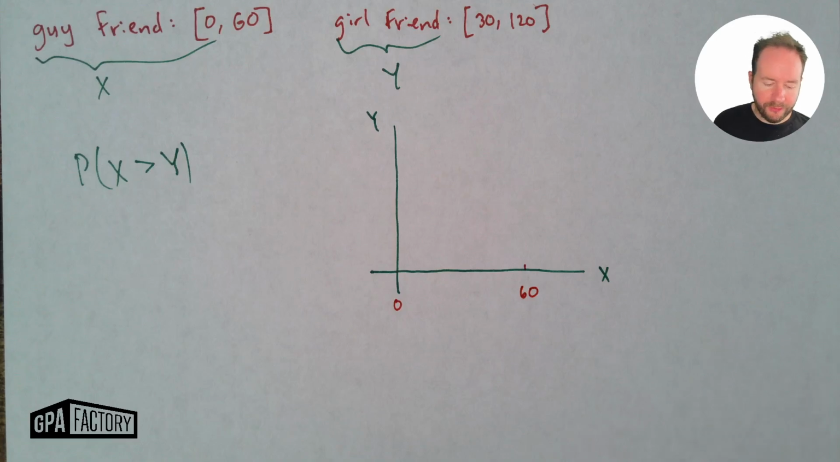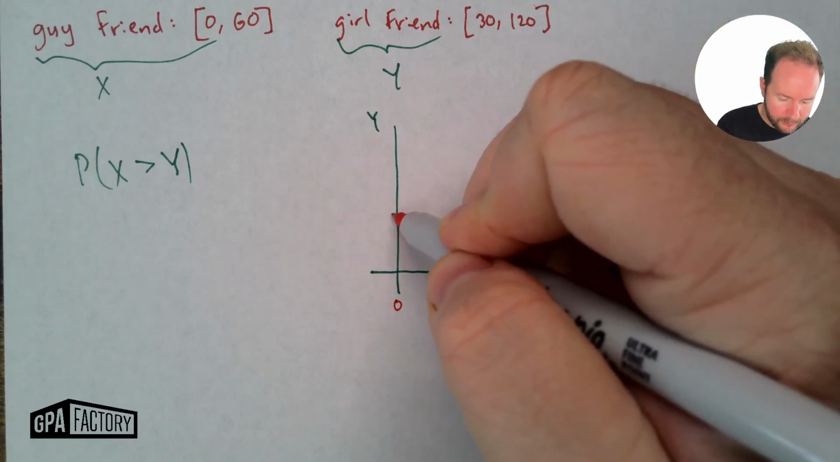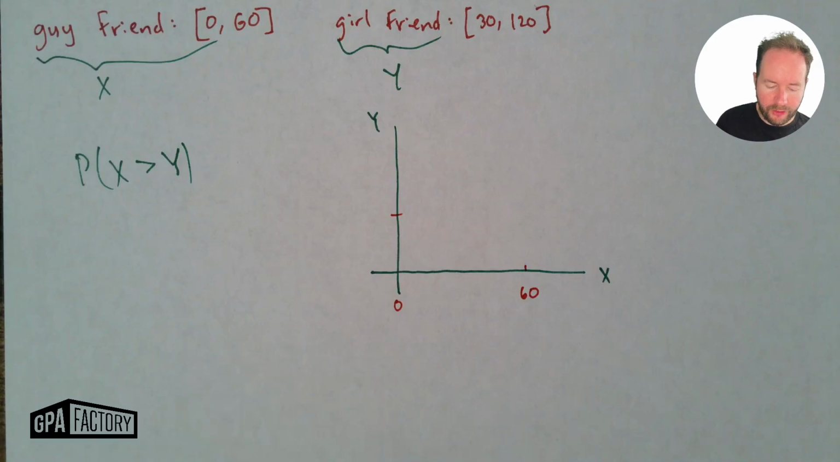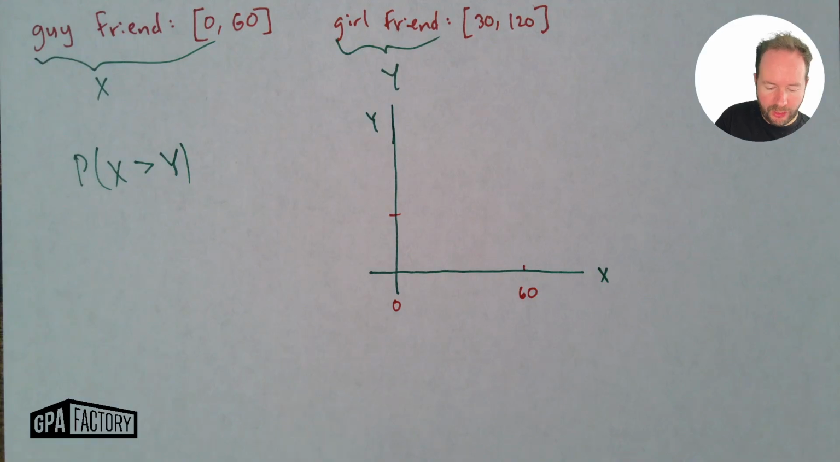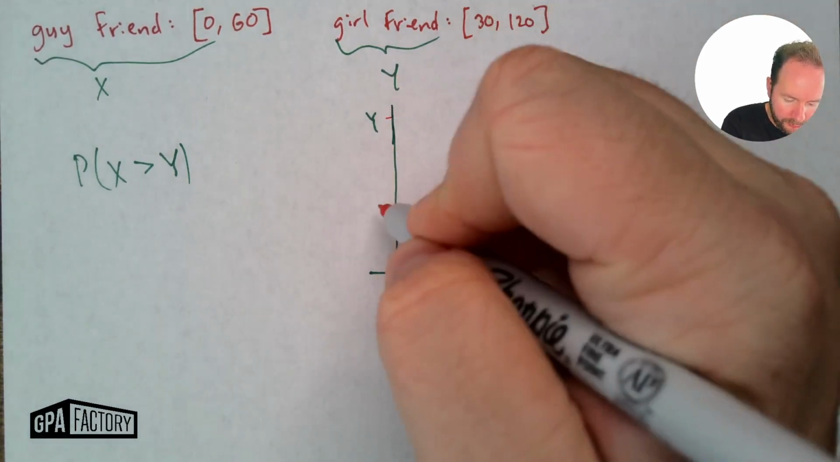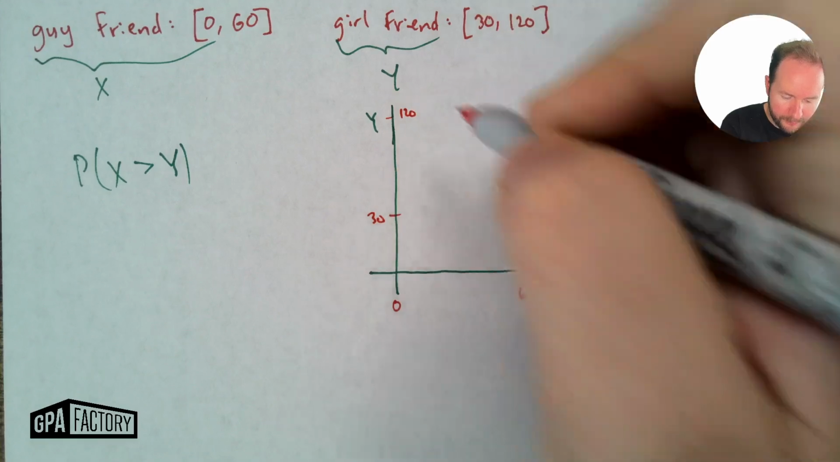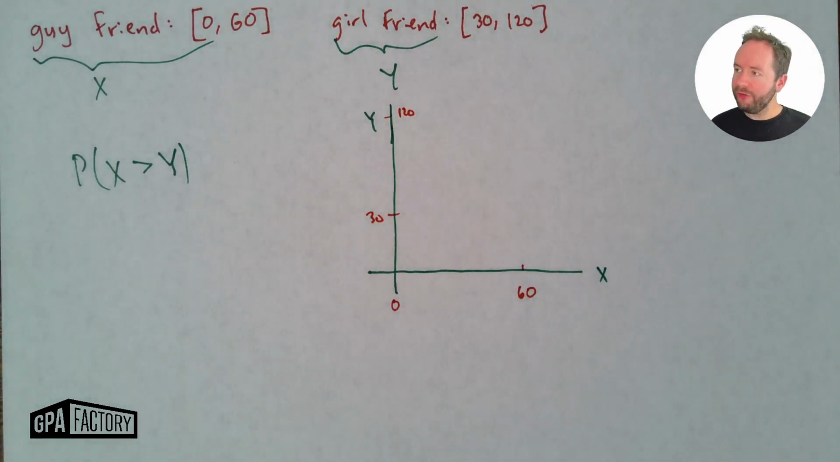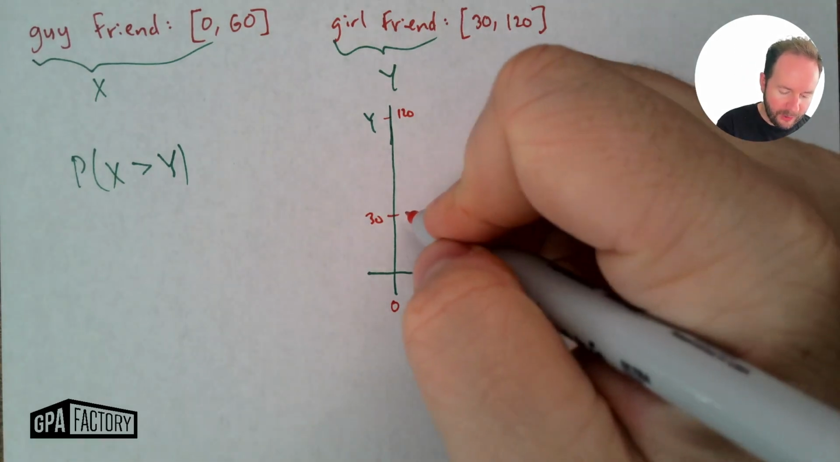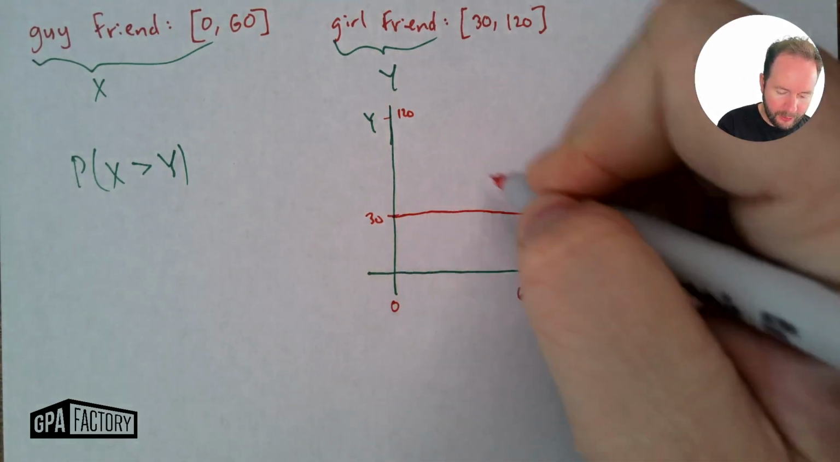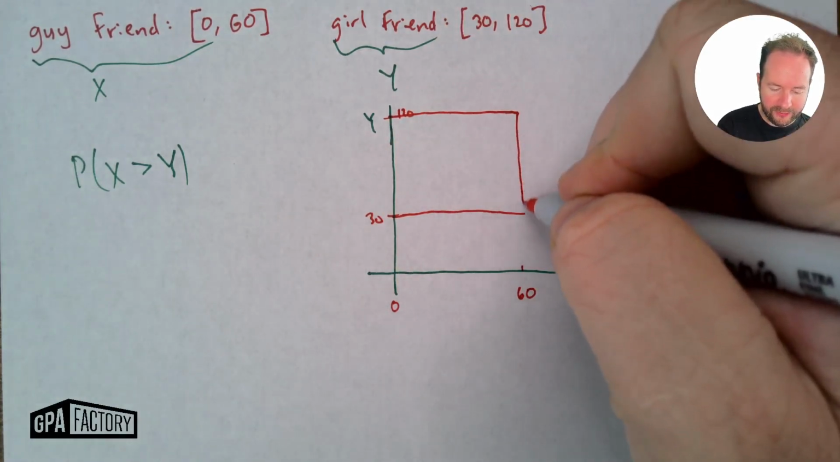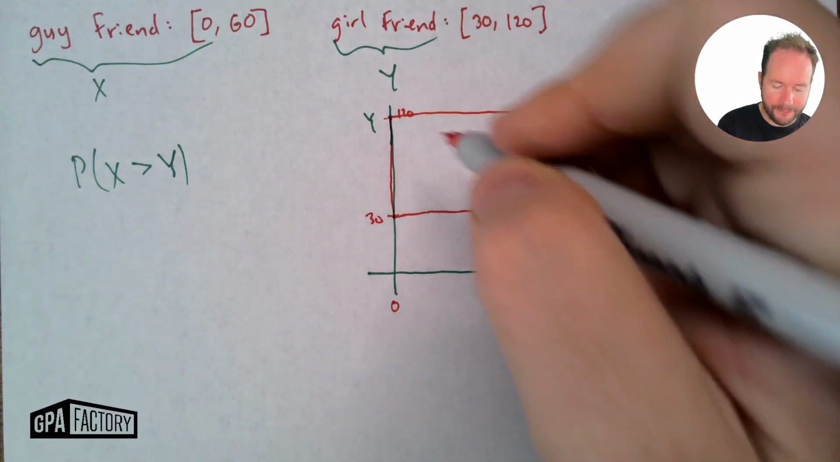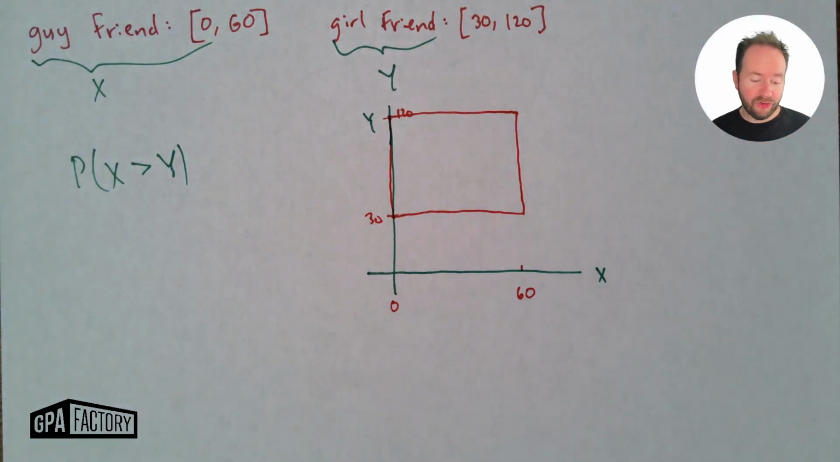Whereas the call with the gal friend ranges from 30 to 120. And I want to try to draw this to scale as best as possible. So I'm not doing a great job to start, but that's okay. So here's 30, here's 120. And so my range, so what's my rectangular range I'm going to see here? Well, again, it's as low as 30 for a gal, high as 120 for a gal, as high as 60 for a guy, and as low as 0 for a guy. So this is my range of possible values.